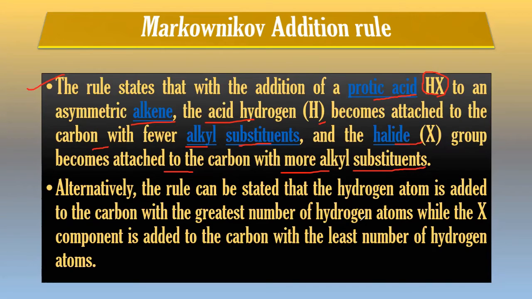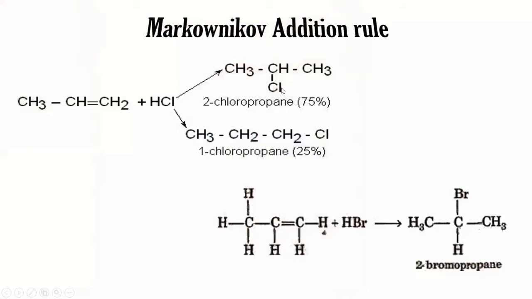Then the negative part will go to that particular carbon of the double bond which has fewer hydrogens, and the positive part, that is hydrogen, will go to that carbon which has more hydrogens. Okay, as simple as that. Alternatively stated, the hydrogen atom is added to the carbon with the greatest number of hydrogens, while the negative part is added to the carbon having the least number of hydrogens. Now we can verify this with the help of the chemical reaction coming right away.